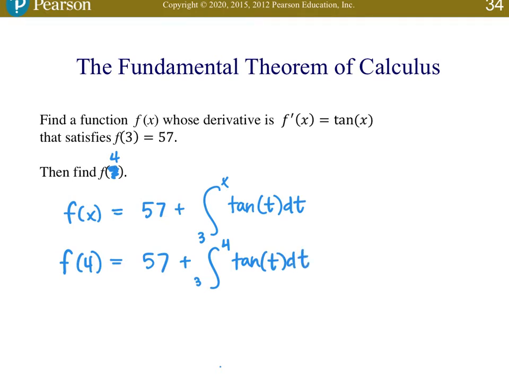So you can do a math 9 on this one, and on your calculator you don't have to change it to t. When you do a math 9, just leave it as x. So do your math 9 from 3 to 4 of tangent x dx on a calculator, and that's going to give me 57 plus 0.415. So we're looking at a new value of 57.415.